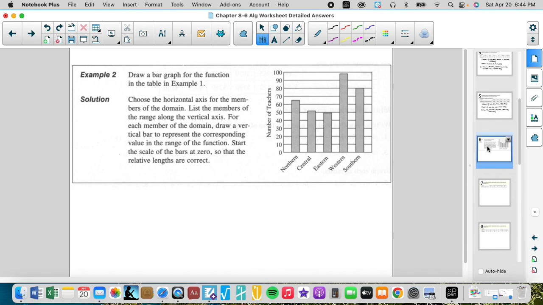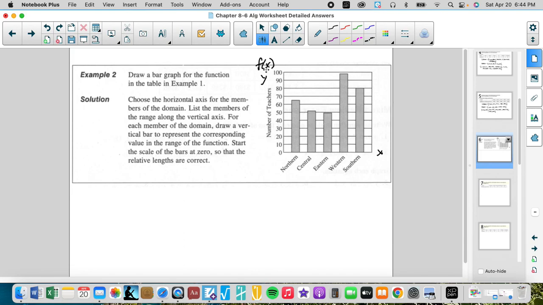So when we draw bar graphs, we're going to choose a horizontal axis. That's going to be my horizontal axis, tends to be my x-axis. That's my x items. And then I list the members of the range along the vertical axis. Then for each member of the domain, draw a vertical bar to represent the corresponding value of the range of the function. Start the scale of the bars at 0 so that the relative lengths are correct. So you want increments that are consistent. This is going to be my x. This is going to be technically my f of x or y.